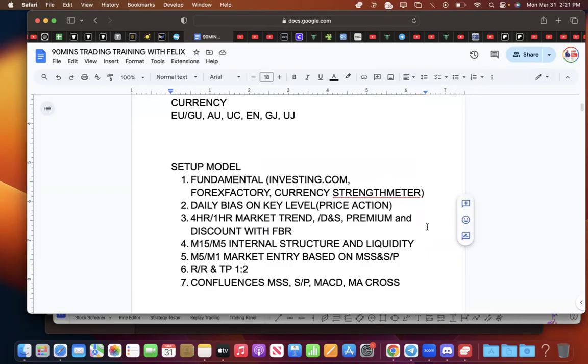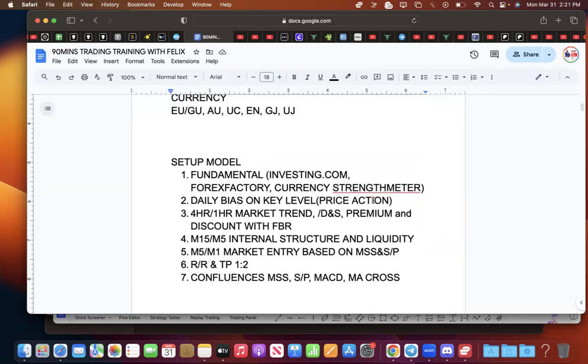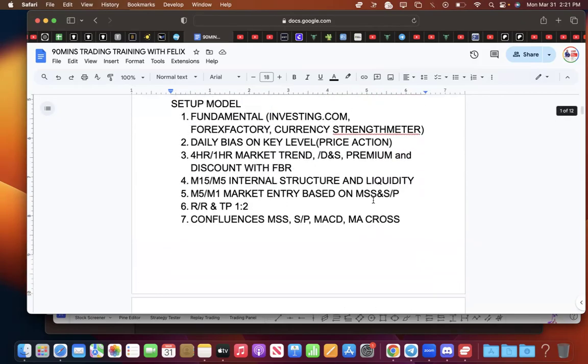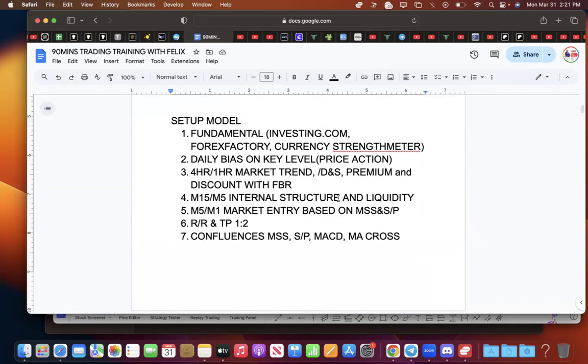Take note, the routine is this. If you must scalp, all you need is to get the bias, and you can get the bias of the market anytime, any day, just by telling the structure.